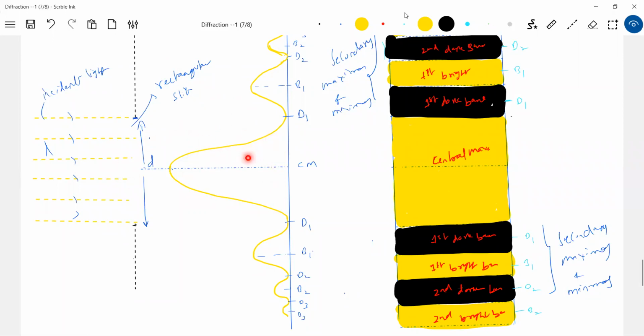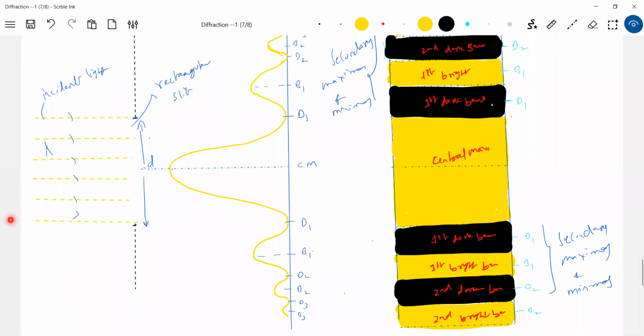Our whole syllabus is Fraunhofer. If you open the books, they give only this much. Don't think it's Fresnel. The lens is not shown in the NCERT book. I'm going to introduce a lens and explain it, so that it becomes Fraunhofer and very easy for us.